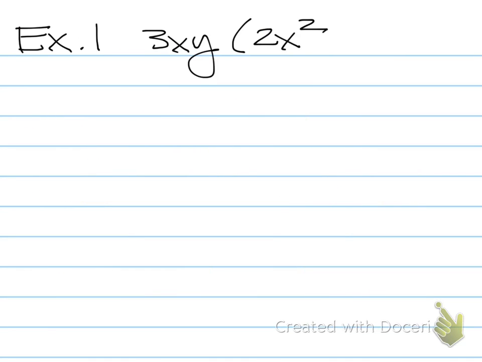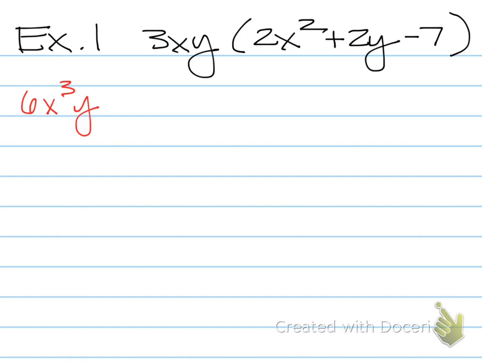So for the first example, we want to distribute. 3 times 2 is 6, x times x squared is x to the 3rd, and then y times 1 is just y. 3xy times 2y is going to be 6xy squared. 3xy times negative 7 is going to be negative 21xy.